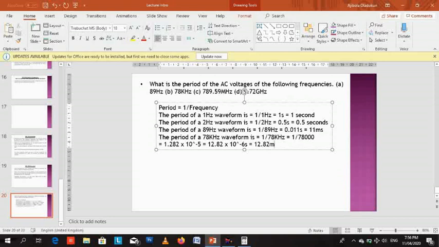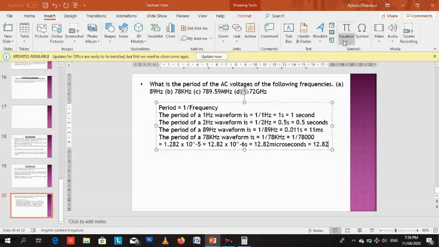It should be not milliseconds, it should be microseconds. Milli is 10 raised to the power minus 3. Micro is 10 raised to the power minus 6. So that is 12.82 microseconds.